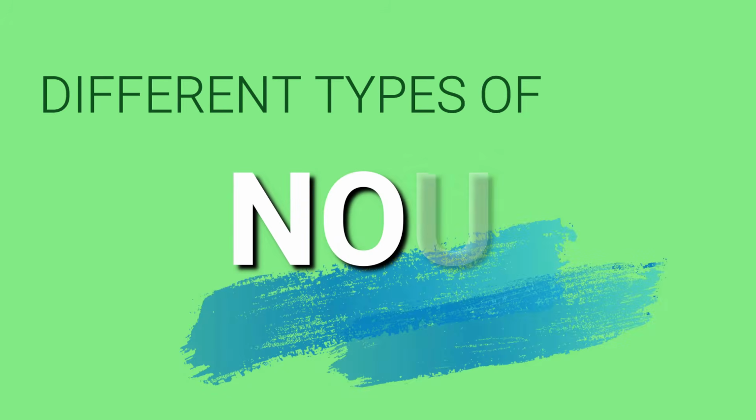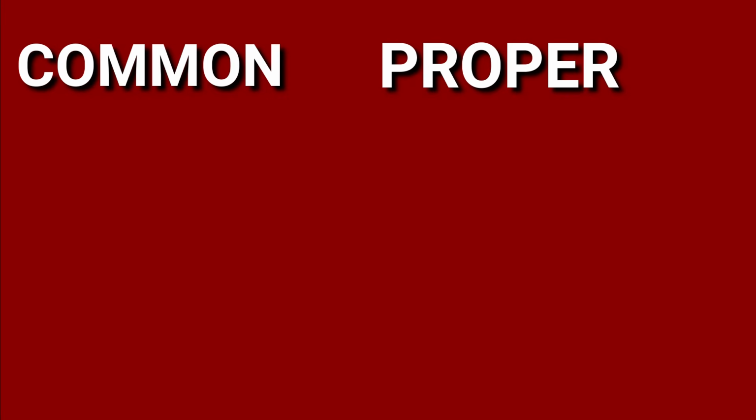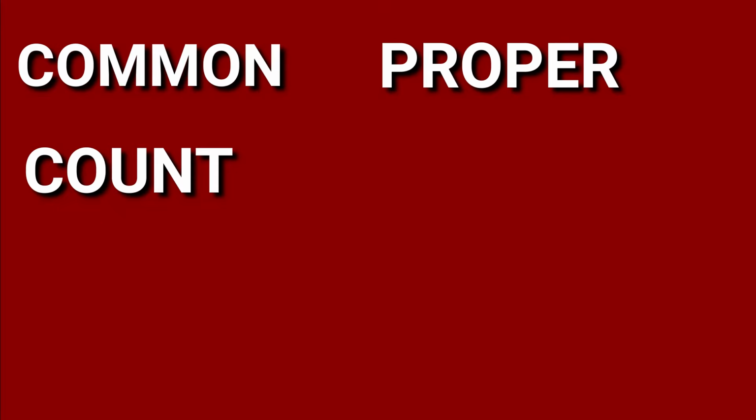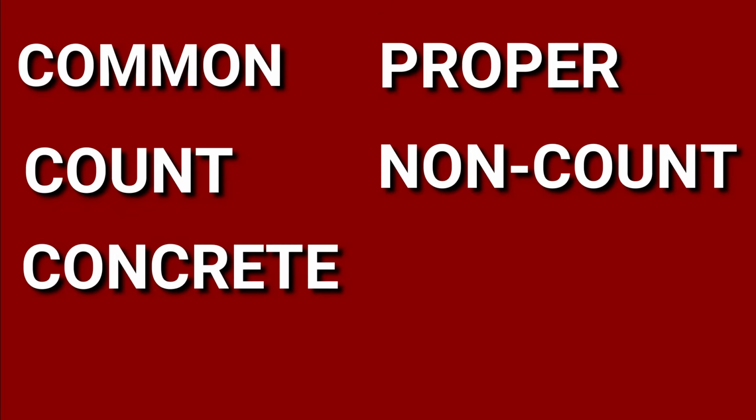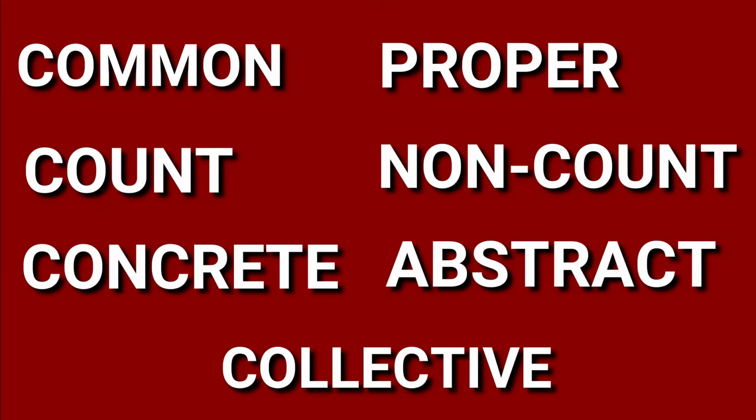As we continue, understanding the different types of nouns and what they are used for will help you put them in your sentences correctly. Here are the different types of nouns. Common nouns, proper nouns, count nouns, non-count nouns, concrete nouns, abstract nouns, and collective nouns.